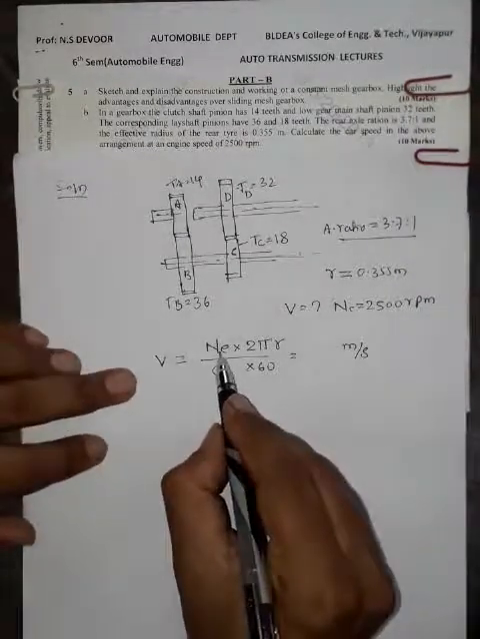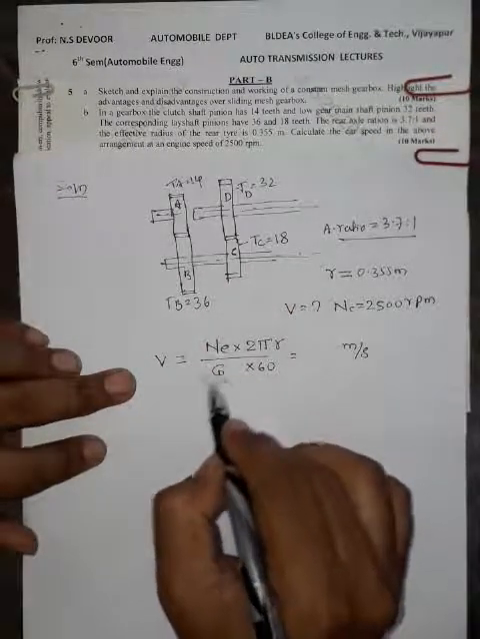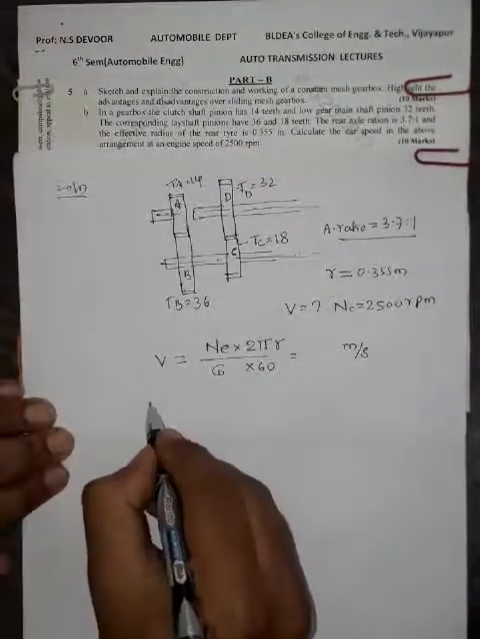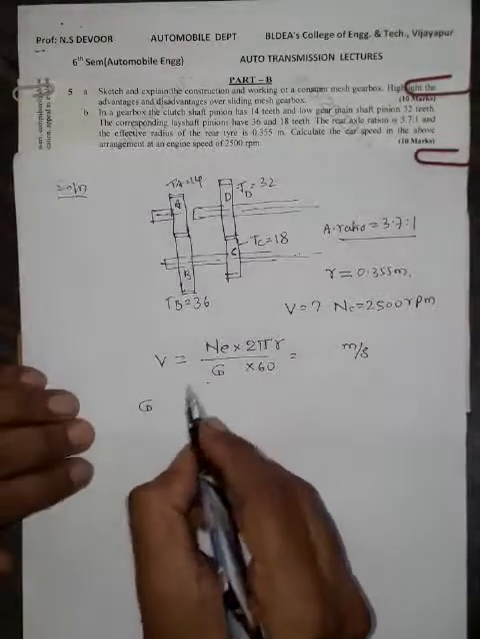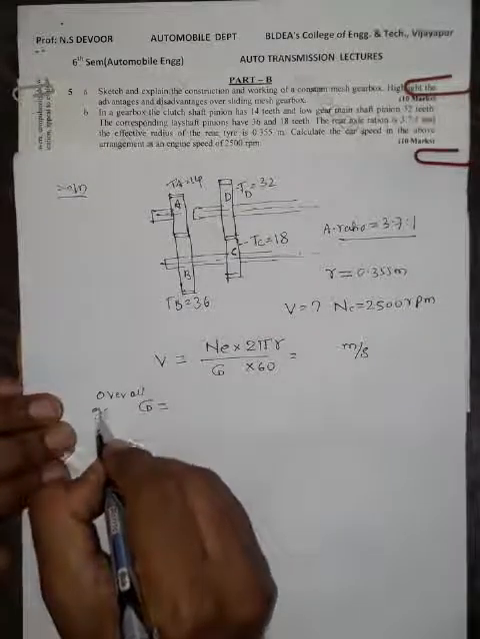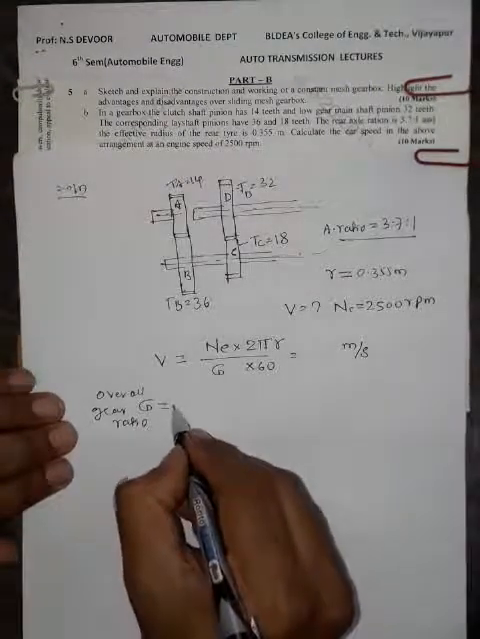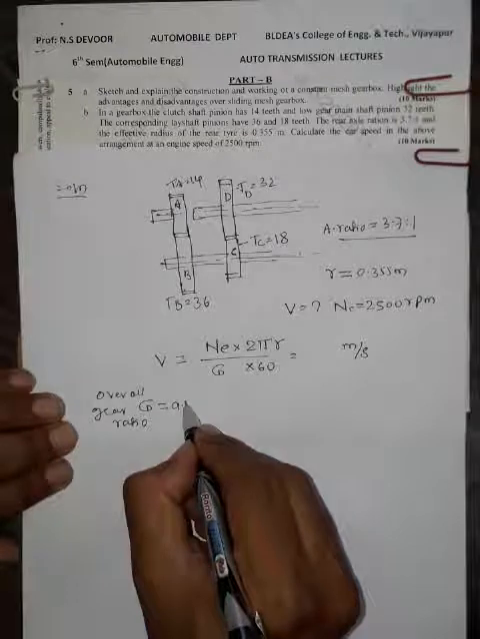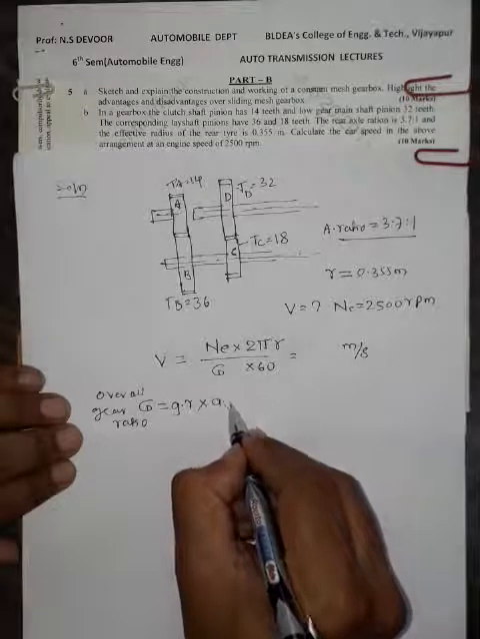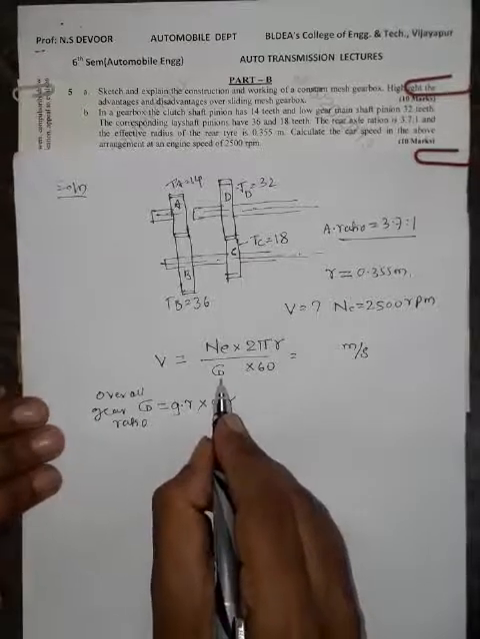So here the engine speed is modified by the gearbox. When it reaches the wheels, it is called the overall gear ratio, isn't it? So the overall gear ratio G is equal to the gearbox ratio into the axle ratio.